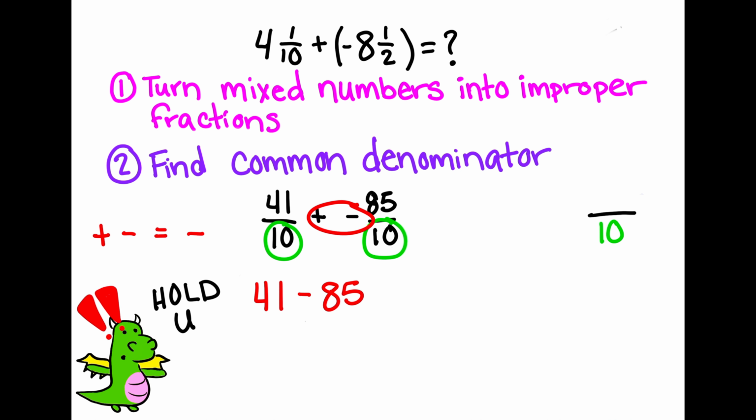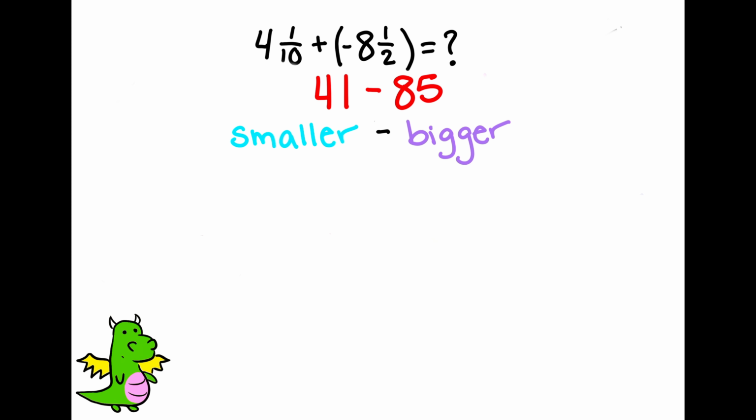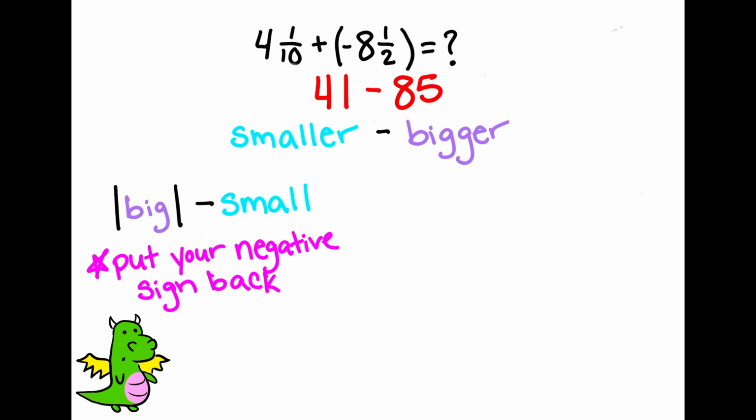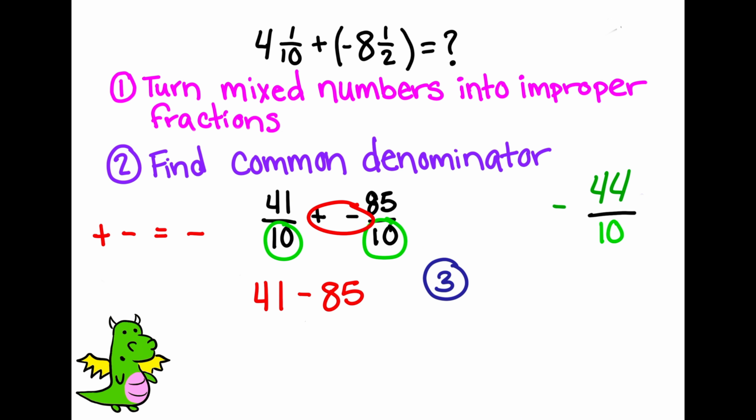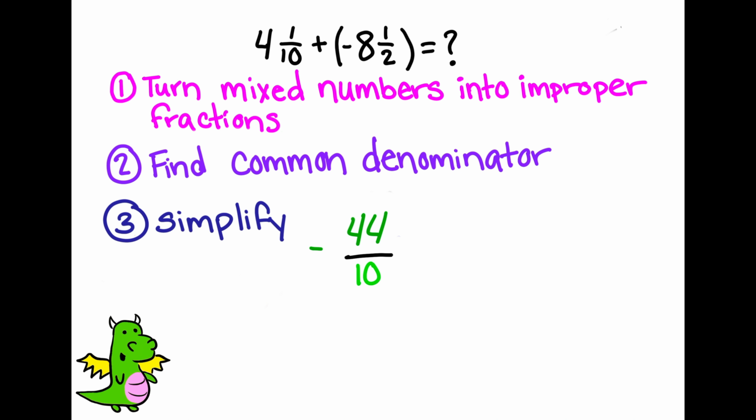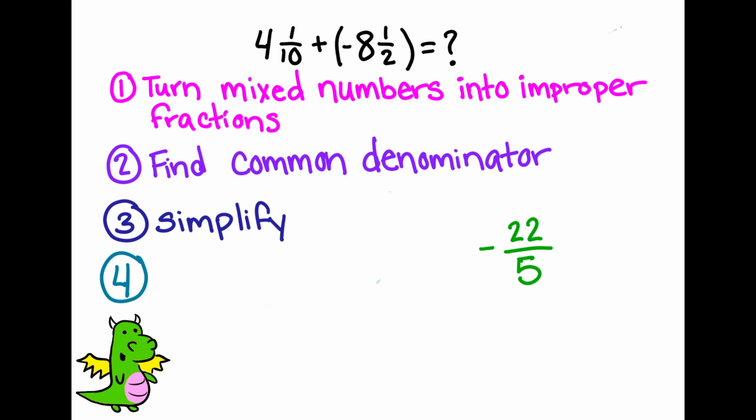Wait, 41 minus 85? When the smaller number is first, you can take the absolute value of the bigger number and subtract the smaller number. Again, it's super important to put your negative sign back if you're solving this way. Now we have -44/10, and it's time to simplify the fraction. I know that 2 goes into both of these numbers, so I'll start by dividing by 2. This gives me -22/5. I can't simplify this any further because 5 is a prime number.